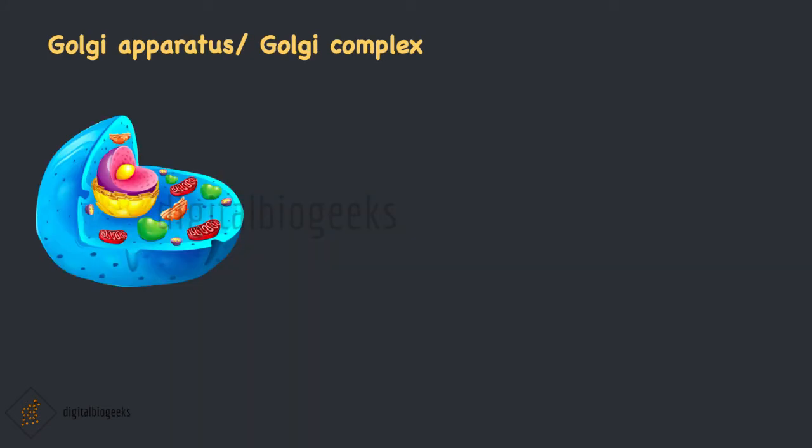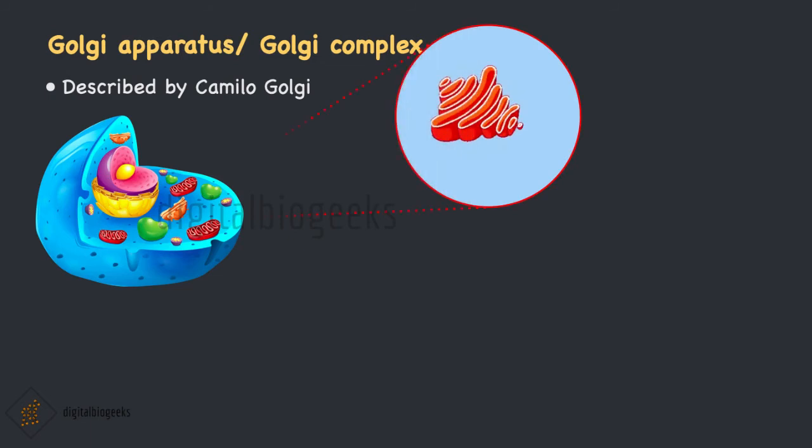Moving on to the Golgi apparatus. The Golgi apparatus was first described by Camillo Golgi. It is also known as Golgi complex or Golgi body. It is made up of membrane-bound vesicles arranged parallel to each other in stacks. These vesicles are enclosed in a membrane, and they are called cisternae. One is called a cisterna and a group is called cisternae.